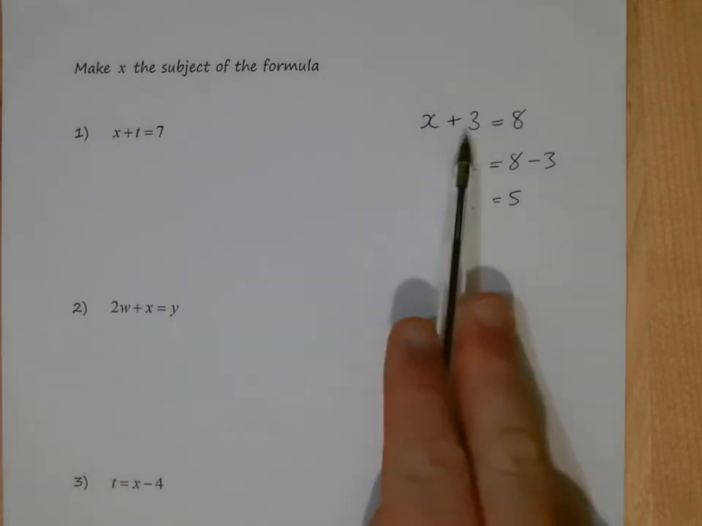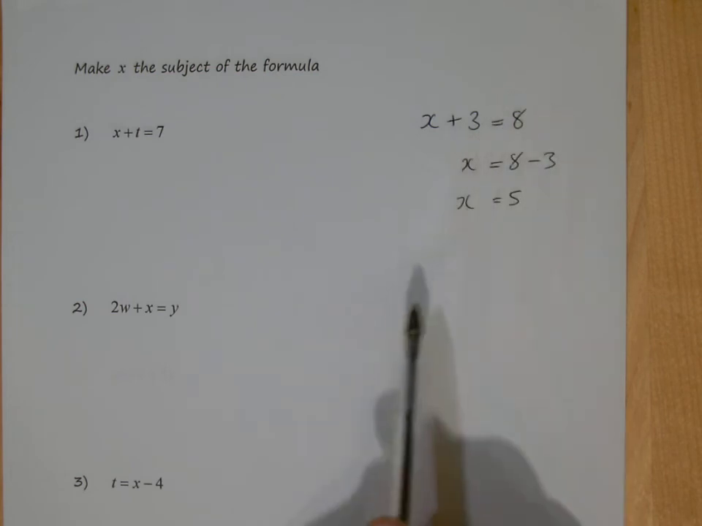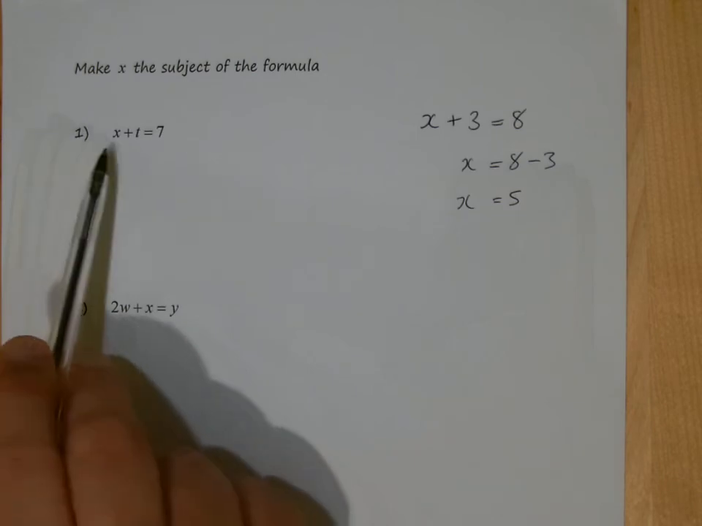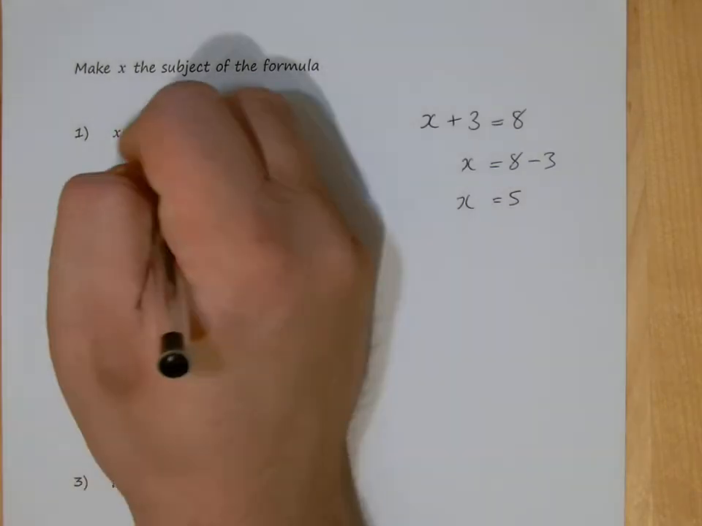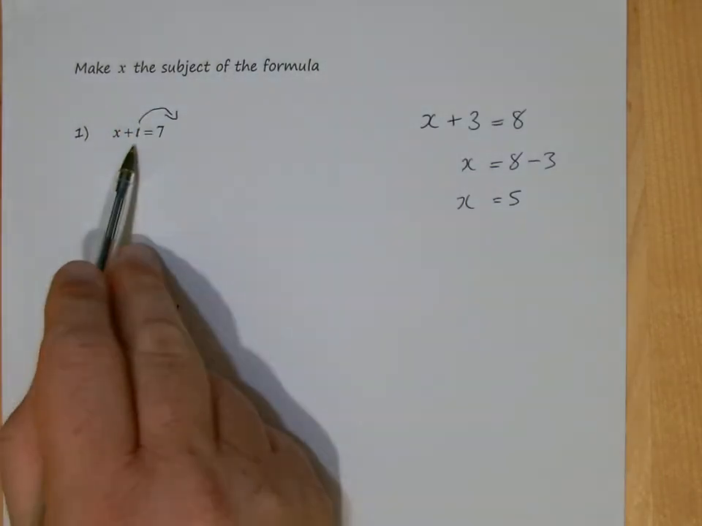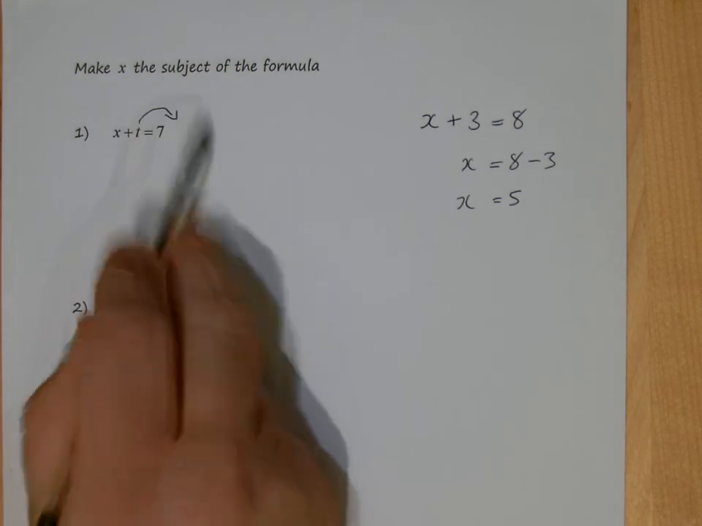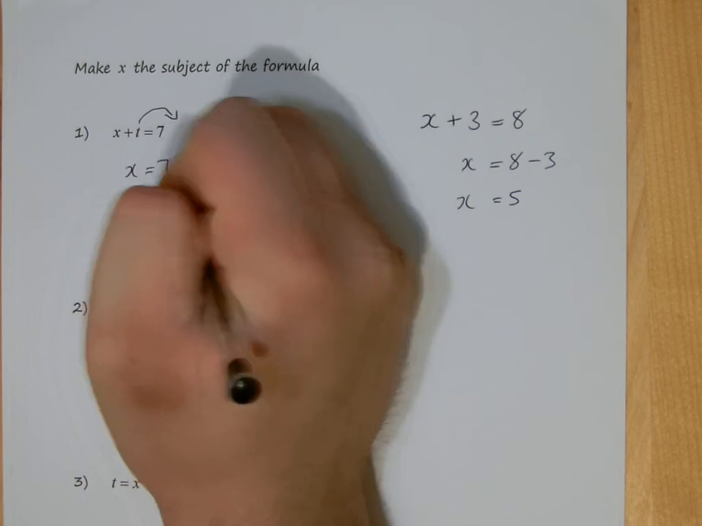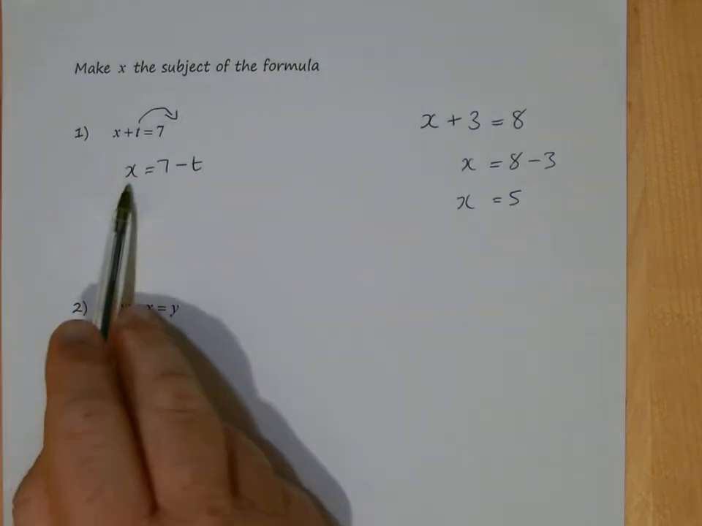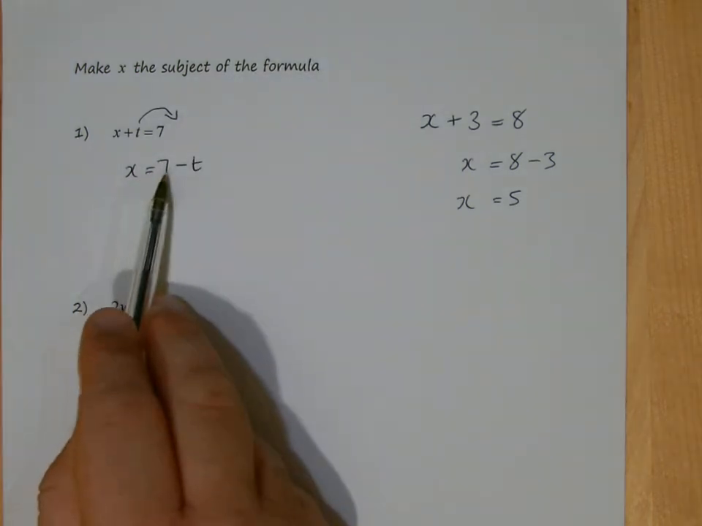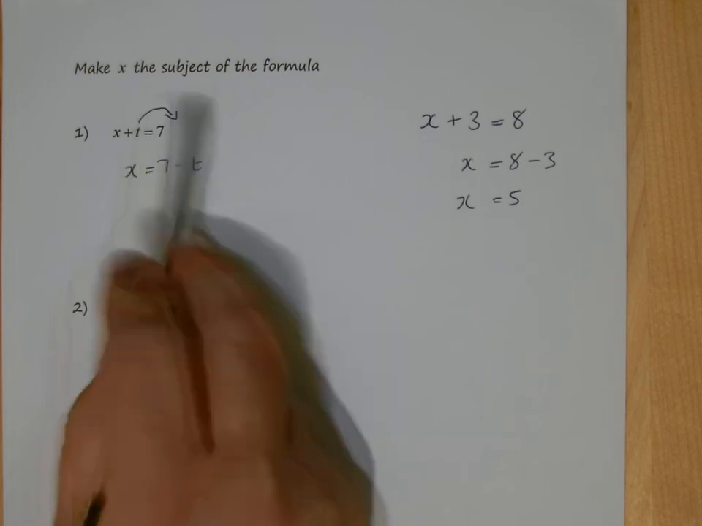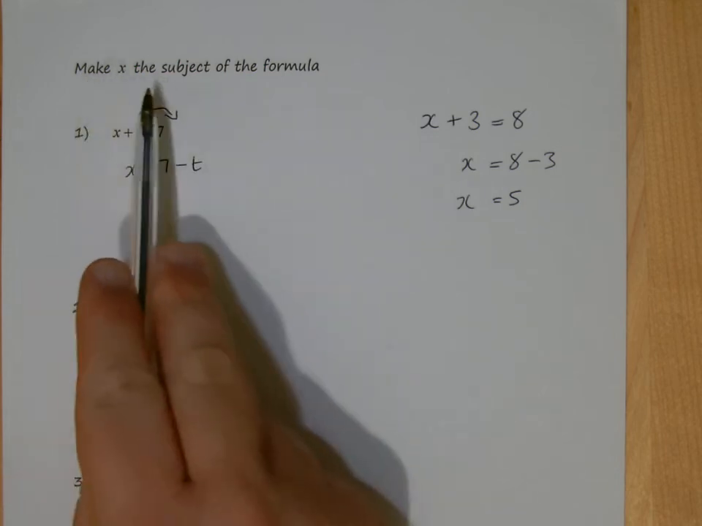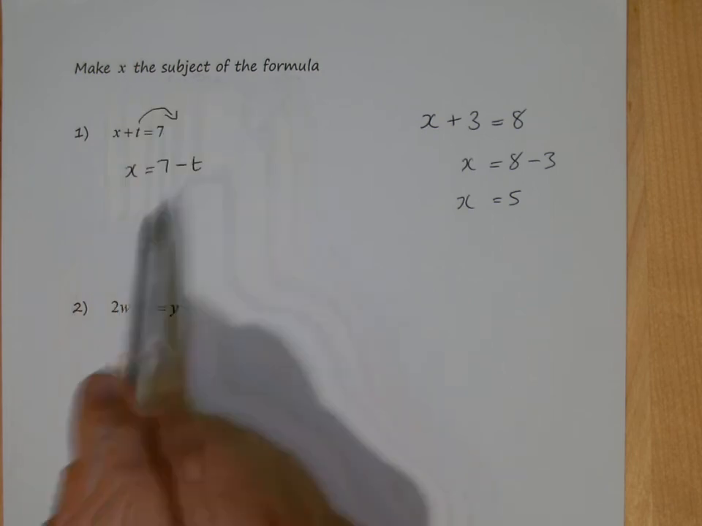Notice I took the 3 over first, and then I got x equals 8 minus 3. I'm going to do the same here. I'm going to take the t over, and because it's positive t, when I take it over it becomes negative t. So you get x equals 7 take away t. Now, I've done exactly what they've asked for here. I've made x the subject of the formula.